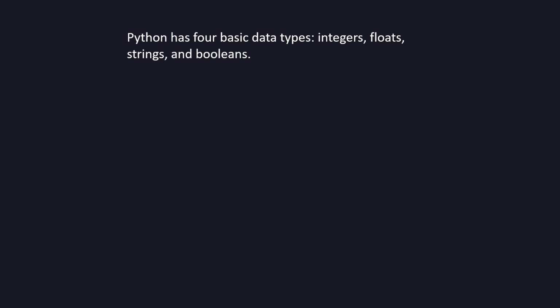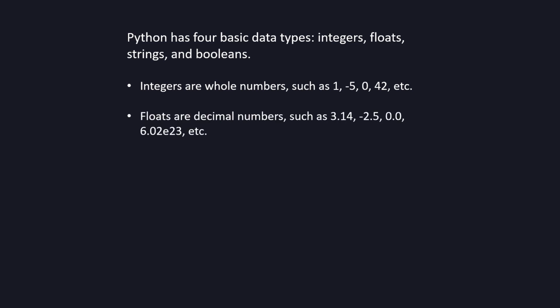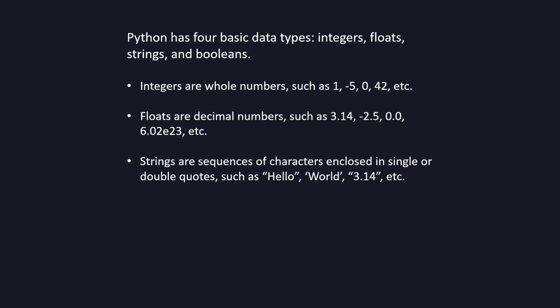Data types are categories of values that have different properties and behaviors. Python has 4 basic data types: integers, floats, strings, and booleans. Integers are whole numbers such as 1, -5, 0, 42, etc. Floats are decimal numbers such as 3.14, -2.5, 0.0, etc. Strings are sequences of characters enclosed in single or double quotes such as "hello", "world", "3.14", etc. Booleans are logical values that can be either True or False.